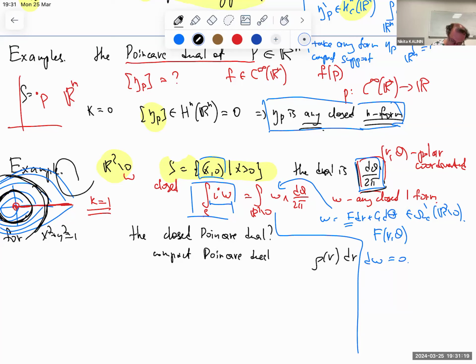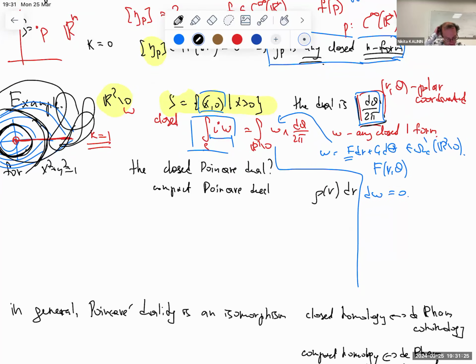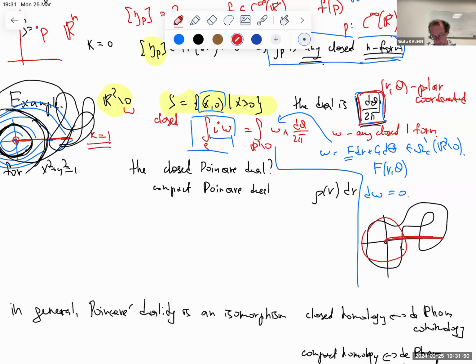But if you have some other curve, just any curve, then the number of intersections with this line is exactly the integral of d theta over this curve. So if you have any curve here, then the integral of d theta over 2 pi over such a curve is exactly the number of turns around 0, which is the same as the number of intersections with the ray. So that's the homological perspective from intersection theory, if you wish, from usual homology. Okay, so that was one example.